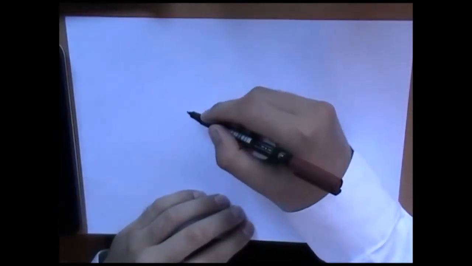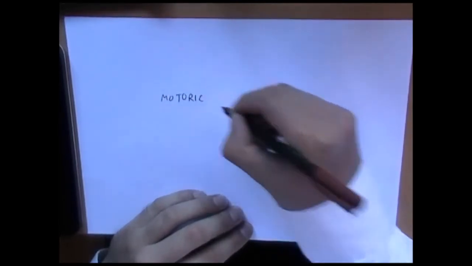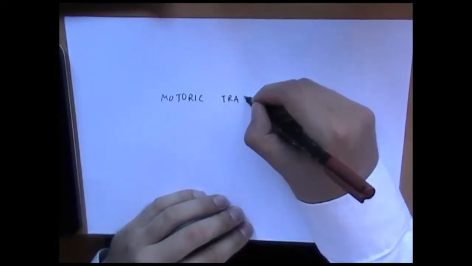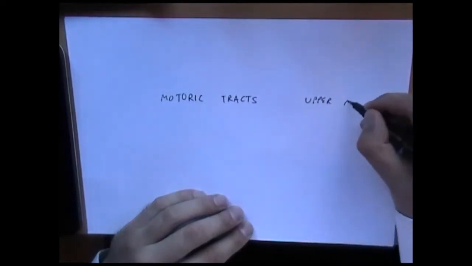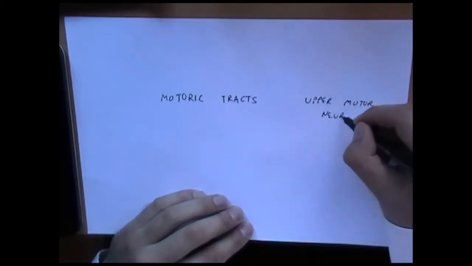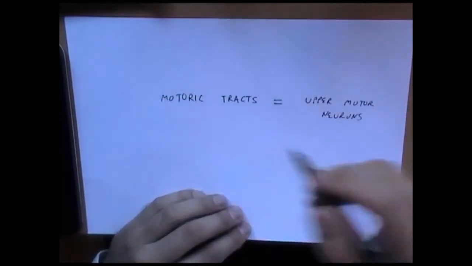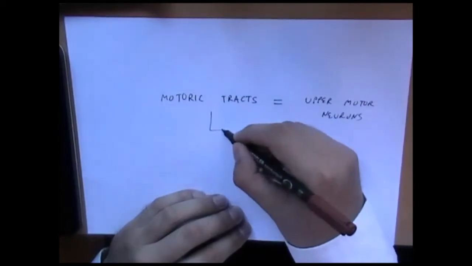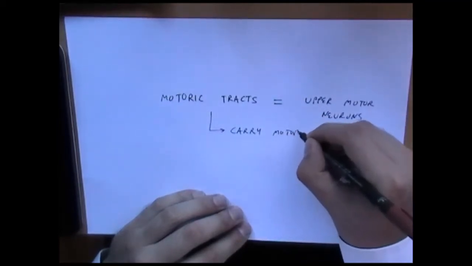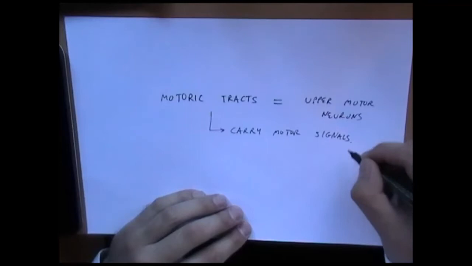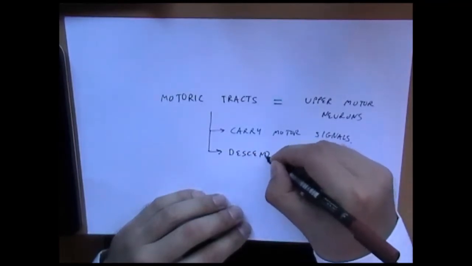Right, so moving on to motoric tracts, the descending tracts in other words, and because we're still confined to the central nervous system, we're basically talking about upper motor neurons, so these terms are pretty much synonymous. The functions of these tracts are twofold. First of all, obviously they carry motor signals from the brain to the muscles of the body. But they also have something called descending analgesic pathways.